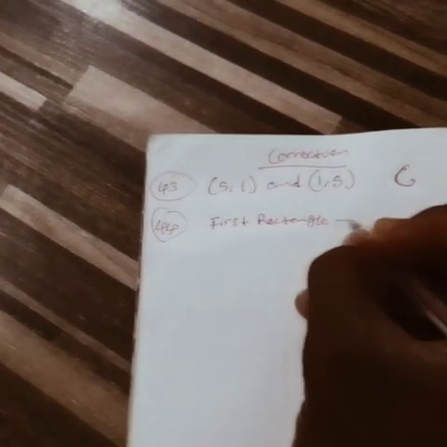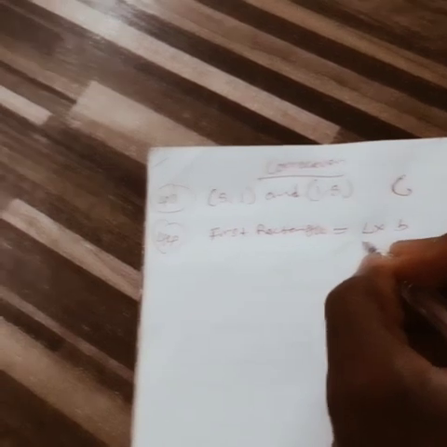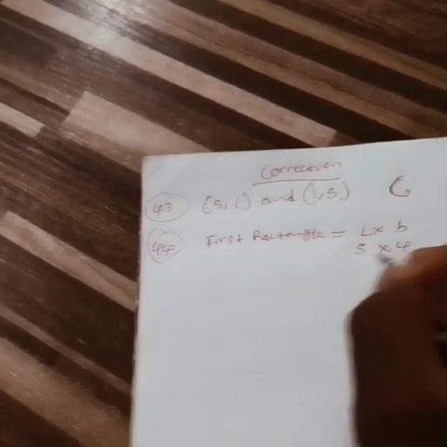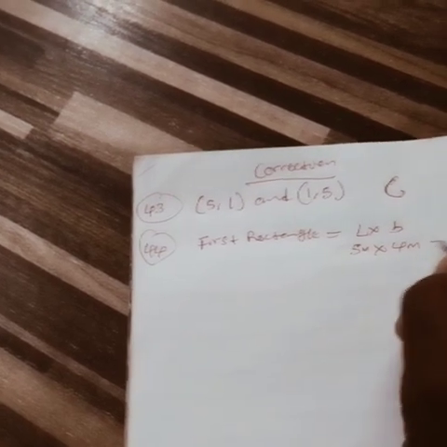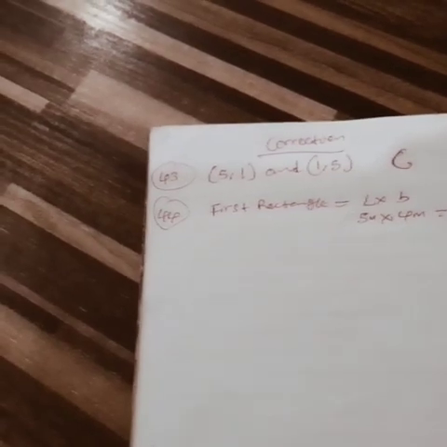We now have the first rectangle, which will give us length times breadth, and the length is 5 and the breadth is 4, all in meters, which will give us 20 meters. Then meter what? Square. That's for the area.